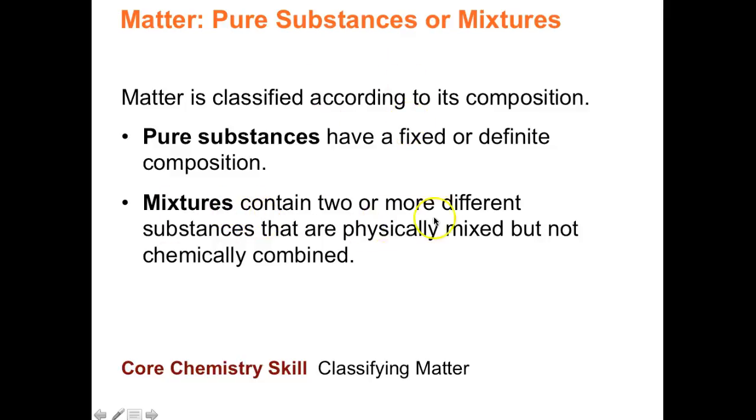Mixtures, on the other hand, have two or more substances. They could be mixtures of elements, or they could be mixtures of elements and compounds, or they could be mixtures of compounds. They're physically mixed, but there are no chemical bonds holding them together.